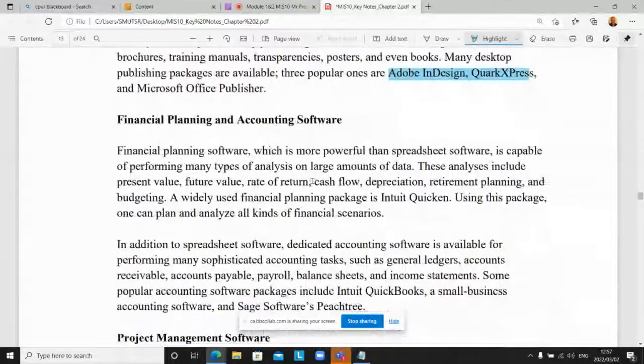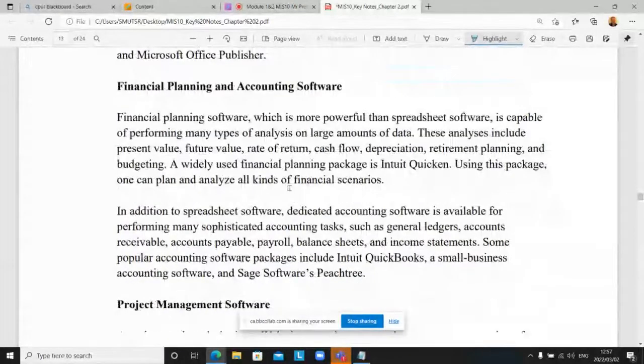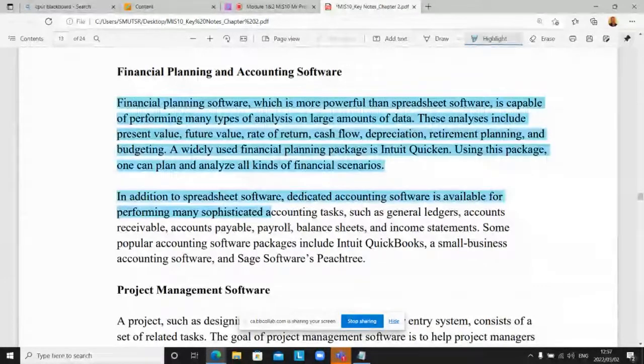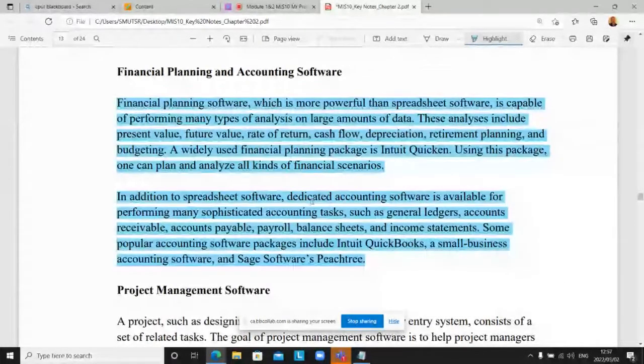Financial planning and accounting software. This is relevant to you guys. I would want you to read all of this. Have a look here. Intuit, Quicken, that's 2 pieces of software. Financial planning software is more powerful than a spreadsheet. So that is where you are moving to in your 3rd year.